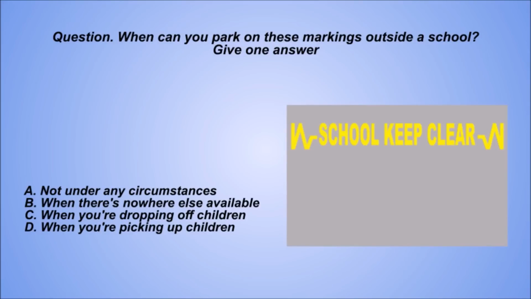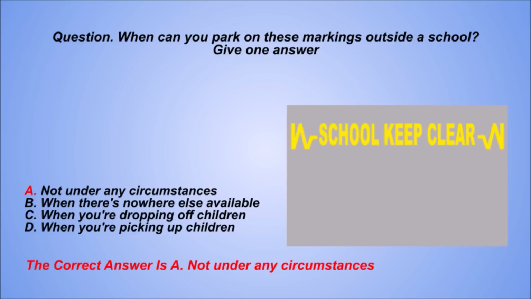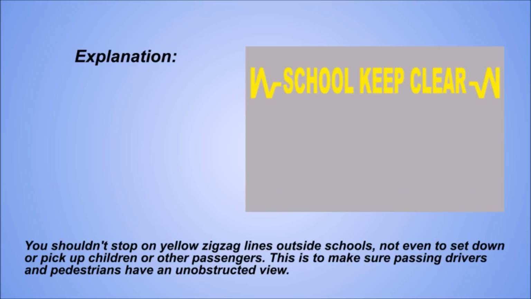Question: when can you park on these markings outside a school? Give one answer. A. Not under any circumstances. B. When there's nowhere else available. C. When you're dropping off children. D. When you're picking up children. The correct answer is A. Not under any circumstances. Explanation: you shouldn't stop on yellow zigzag lines outside schools, not even to set down or pick up children or other passengers. This is to make sure passing drivers and pedestrians have an unobstructed view.